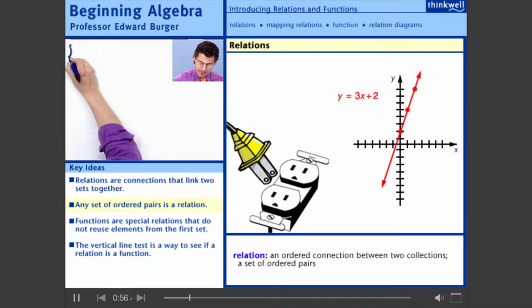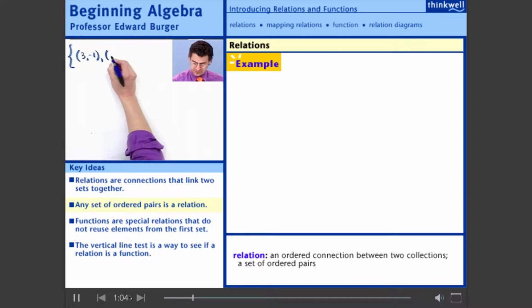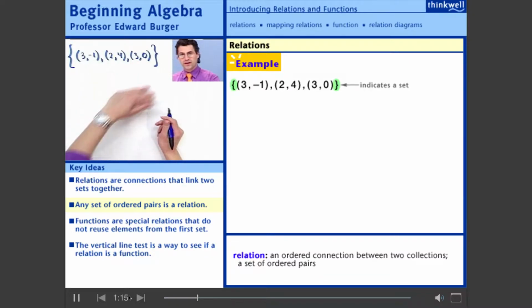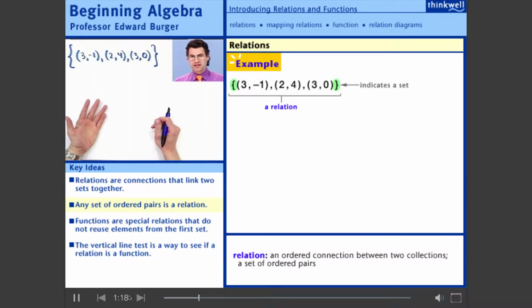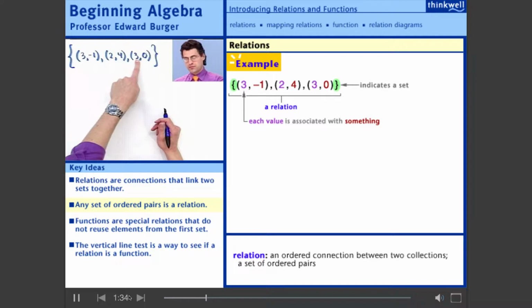Here's an example. Set, and now I'm going to give you ordered pairs. 3 comma minus 1. 2 comma 4. 3 comma 0. So this whole thing is considered a relation. Because basically, for each first person here, I associate a second person. So the 3 here is associated with a minus 1. The 2 here is associated with 4. The 3 here is associated with 0.